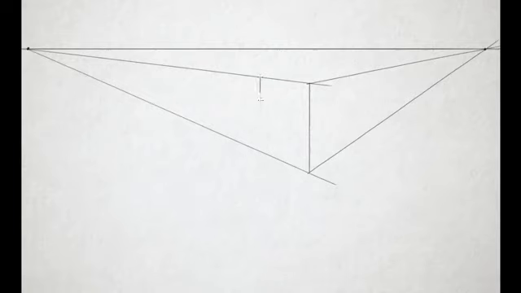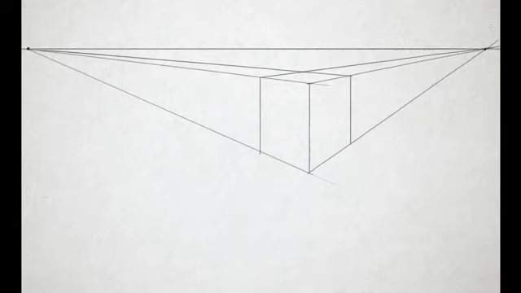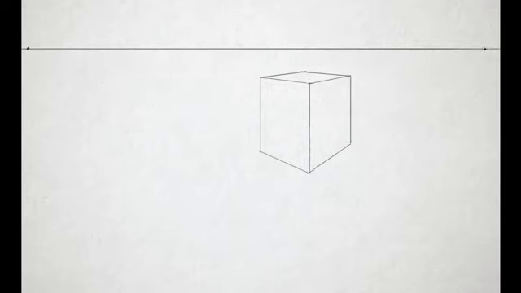Next, we need to define where the building ends by drawing straight up and down vertical lines. Now this building is placed below the horizon line, so we'll be able to see the top portion of the building. We'll need to define the top portion of the building by drawing lines to the opposite vanishing point from each end of the corner.